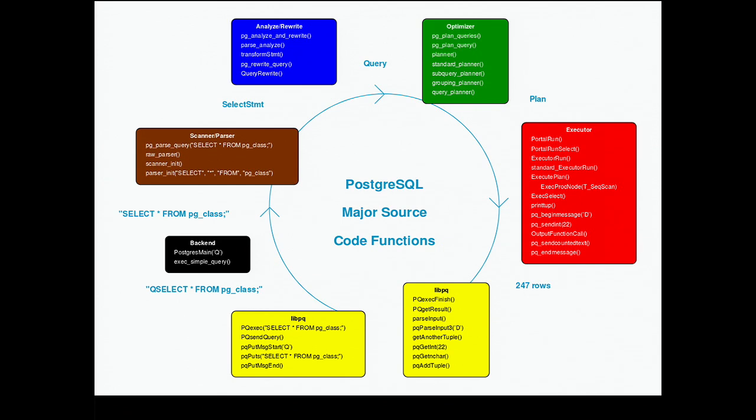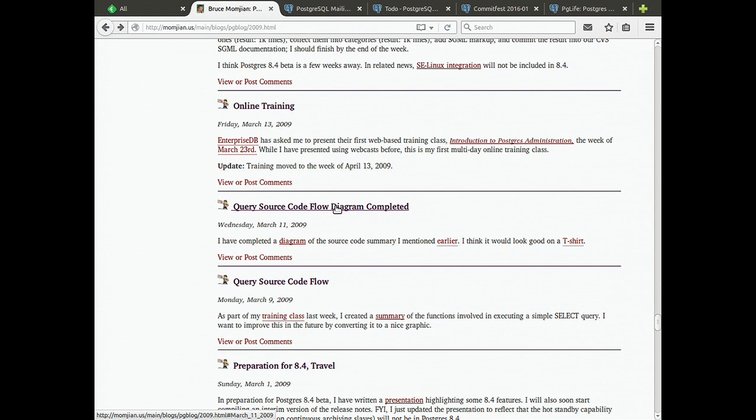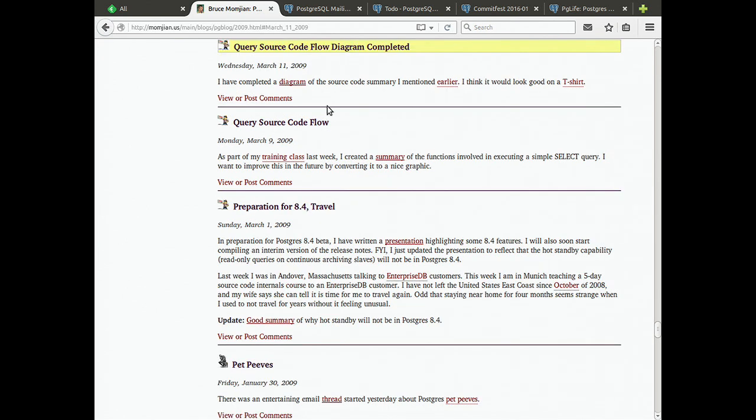So the URL for this is actually here. I know it's a little hard to read. Let me back up here. There's actually a blog entry that has this detail in it, so I'll show you that. So that's the blog right there. March 11, 2009, on my website, under my Postgres blog, it's called Query Source Code Flow Diagram Completed. And it's basically that chart I just showed you. Okay? So just another way of looking at it.